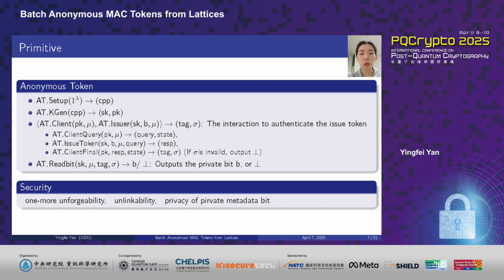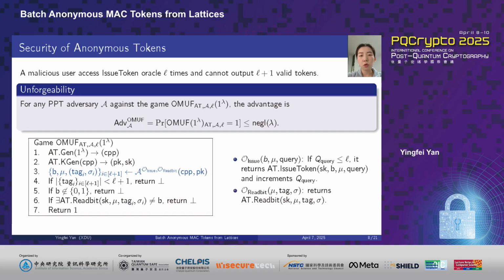For a secure anonymous token system, we need to ensure 3 key properties: one-more unforgeability, no forging extra tokens; unlinkability, the issuer can't track token usage; and metadata privacy, the hidden bit stays confidential. And the ReadBit algorithm lets the issuer safely retrieve the bit while keeping the user anonymous. Okay, let's start with the first security property, unforgeability. This ensures that even if a malicious user interacts with the token issuer L times, they can't produce L plus 1 valid tokens.